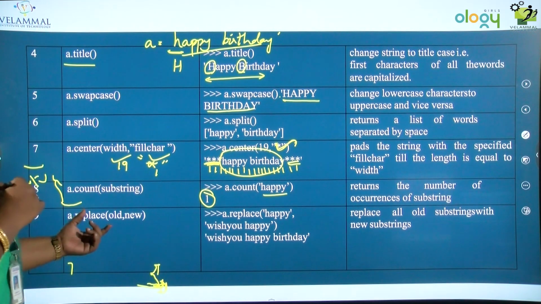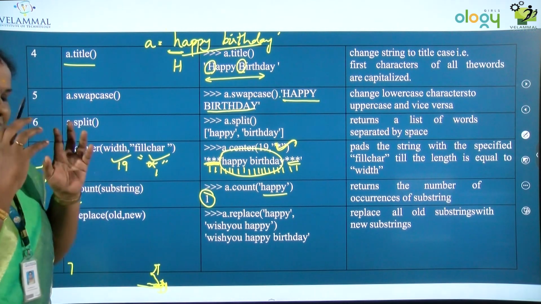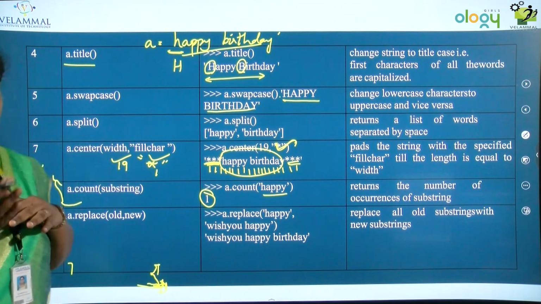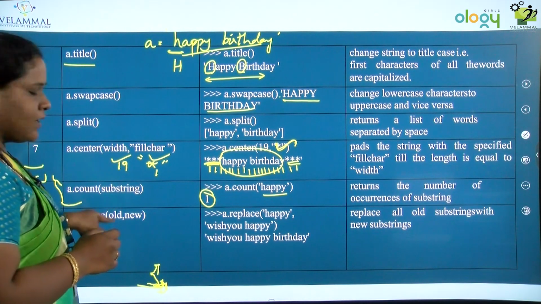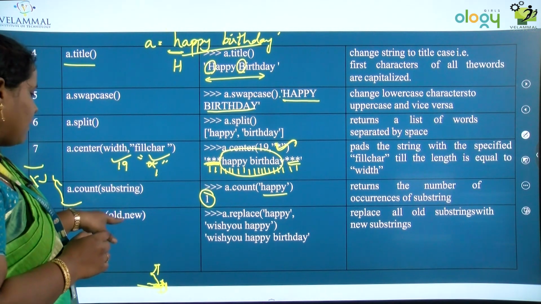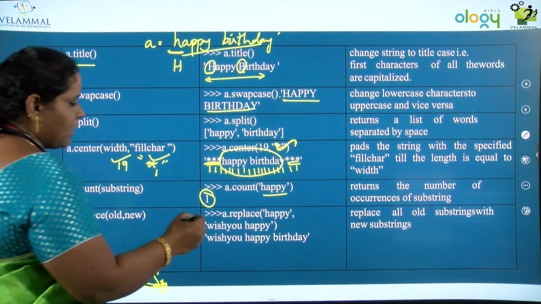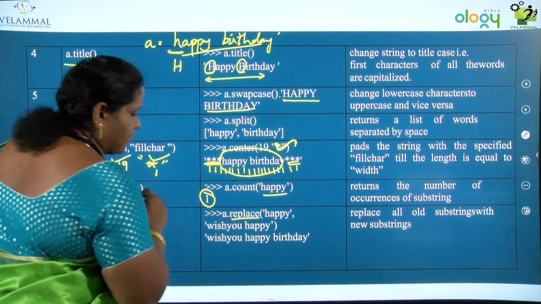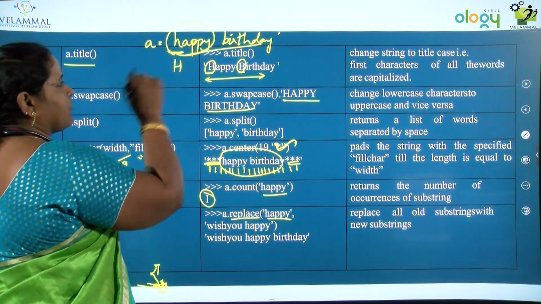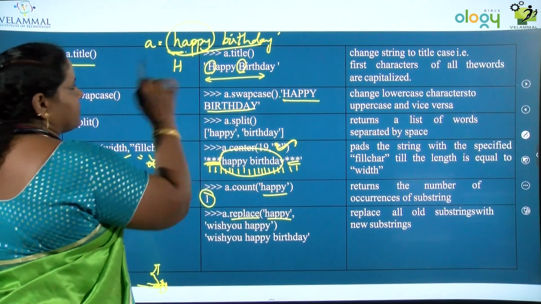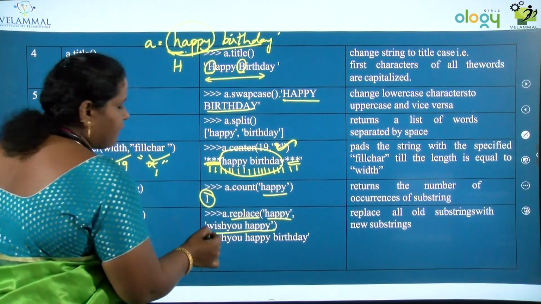Okay, so the next one, the last one, is replace. Replace is nothing but changing a certain string to another one. Let us see how it is going to work. First you have to give the old string which you are using, and then you specify a new one that it will be changed to. So a.replace is the method you are using, and this is going to be happy. Initially I have used this, and I'm going to change it. So happy is the old one which I have created, and this I have to change into wish you happy.